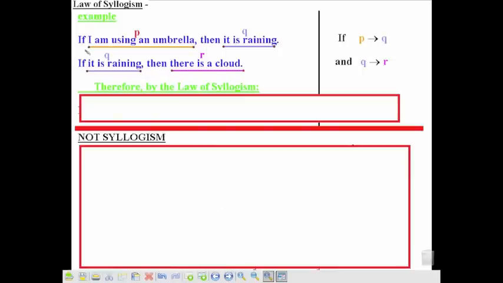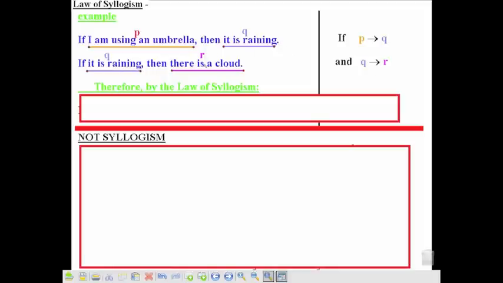Okay, so here's an example. If I'm using an umbrella, then it's raining. That's me. Maybe other people will use it for other reasons, but I'm saying I'm only going to use it when it's raining. So I'm going to identify my first part as P, then it's raining Q. The next sentence is the one that we used earlier for detachment. If Q, then R. If it's raining, then there's a cloud. So we check our form here. P was the original statement, and then we look at Q. The next one is a repeat of something, so I name it Q again because it's the same statement.